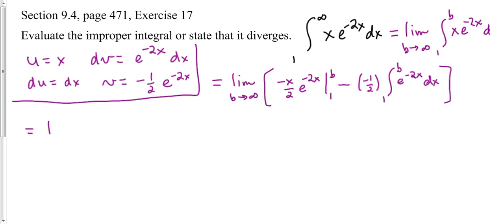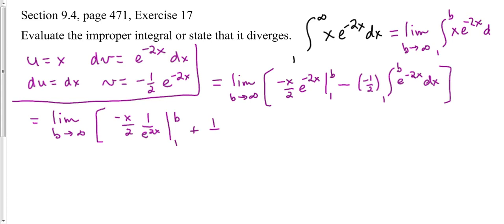So this is going to give me still the limit as b goes to infinity. I'm not going to change anything here except it's going to be negative x over 2 times 1 over e to the 2x evaluated from 1 to b. I'm going to have a factor of plus a half here. And then when I take the antiderivative of this, I'm going to end up with negative a half times e to the negative 2x, which, as I said, I'm going to move to the denominator, and I have to evaluate that from 1 to b.